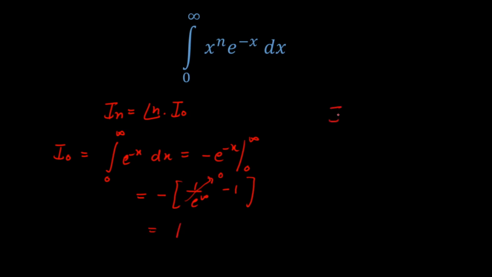Now to calculate the value of I of n, I need to multiply n factorial with I naught, and the value of I naught I have just calculated, that is 1. So the value of I of n is equal to n factorial, and that is our final answer. That will be all for this problem, and thank you.